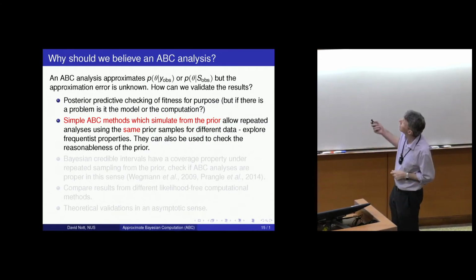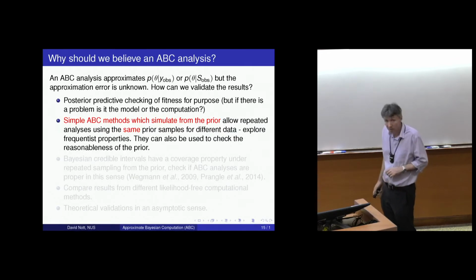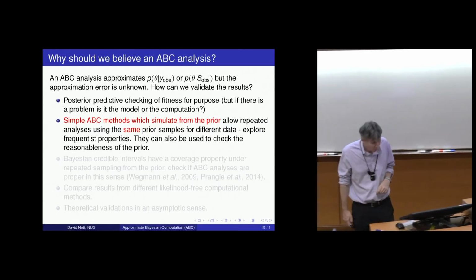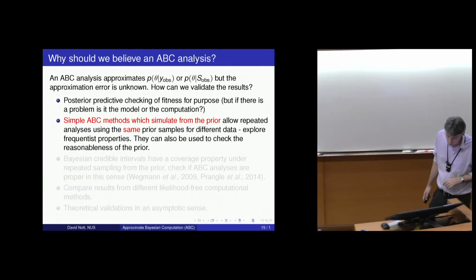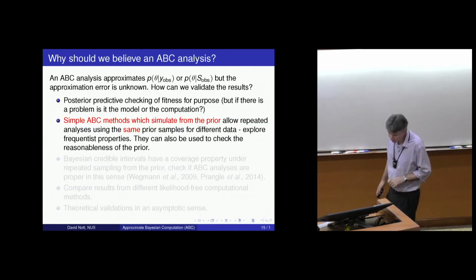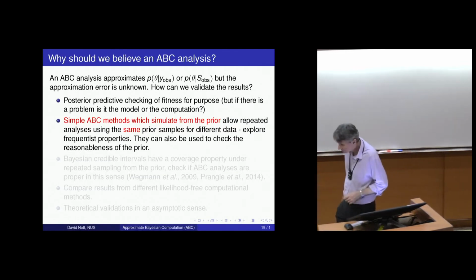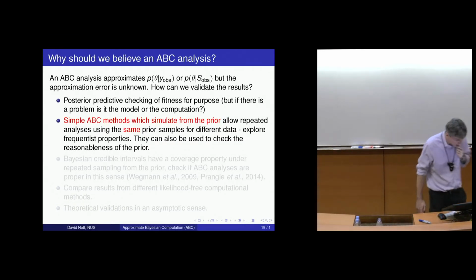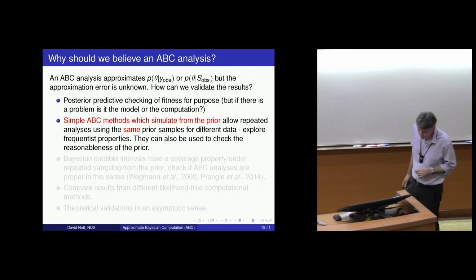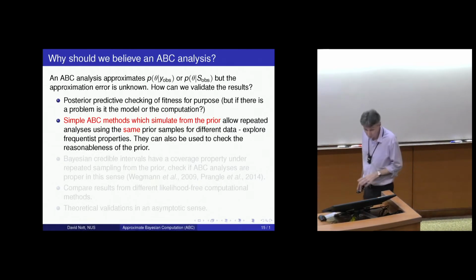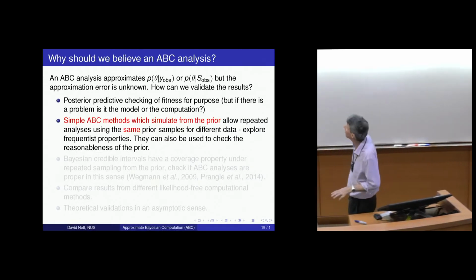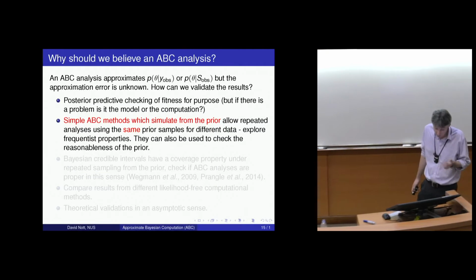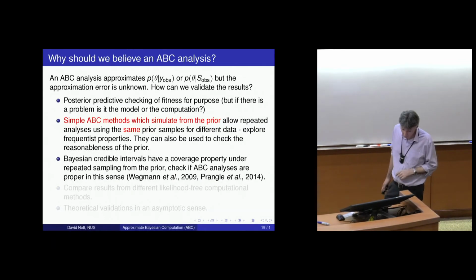So, you know, this kind of idea has a lot of applications. For example, you could try and choose the tolerance in an optimal way using those sorts of ideas. You can explore frequentist properties of the posterior. And you can also use these sort of simulations from the prior to check the reasonableness of the prior as well. If there's prior data conflict, and by that I mean if the prior is putting all its weight out in the tails of the likelihood, you can detect that sort of thing easily with the sort of prior replicates that you get here that come for free with the ABC analysis.